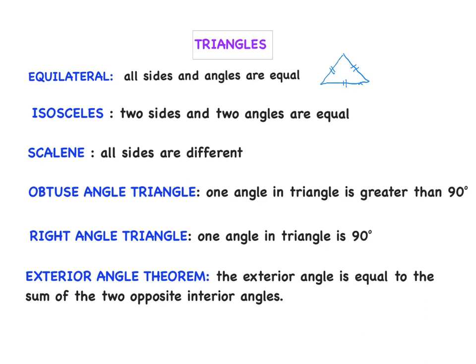So what do the angles in a triangle add up to? How many degrees? 180. Okay, so if they all add up to 180, each one of these will be 60 because 3 times 60 equals 180. Okay, so that's an equilateral.